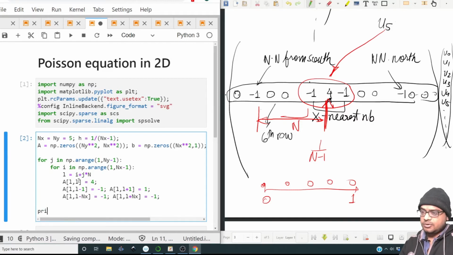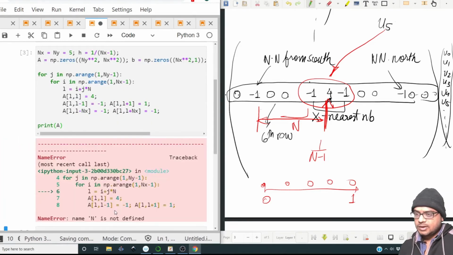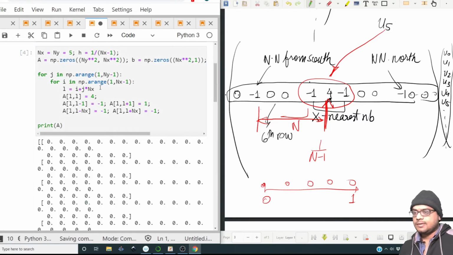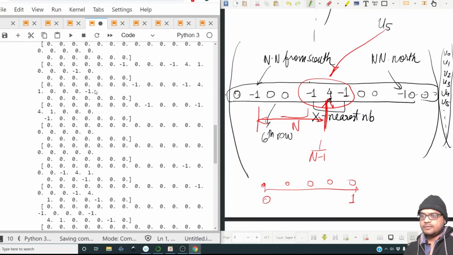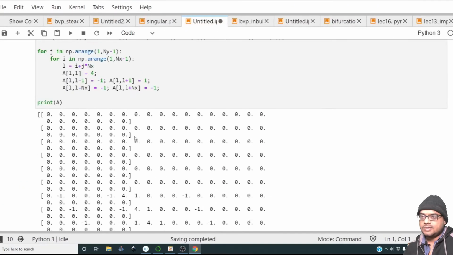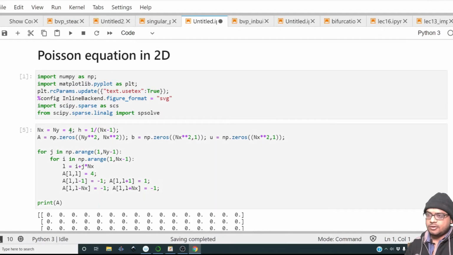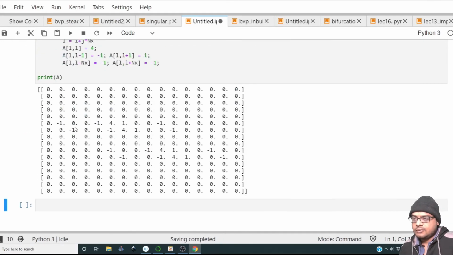Let us print it out. All right, so n is not defined. Okay, this has to be nx. All right. Okay, so we have a lot of things. Let me make it 4. All right, so look at this.